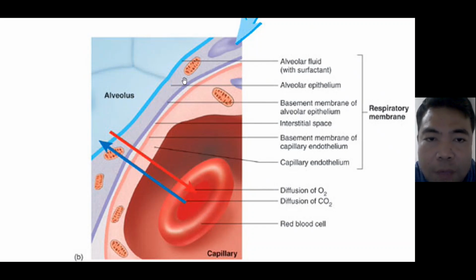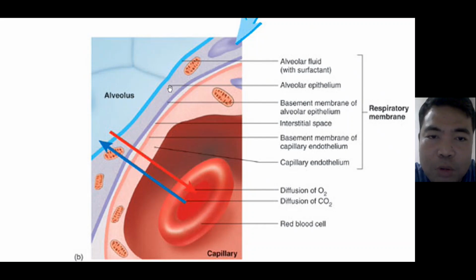Ito na yun, the alveolar epithelium, the simple squamous epithelium. And we very well know that if there is a layer of epithelial cells, at the bottom of it will always be a basement membrane. That is why next to the alveolar epithelium, it is attached to the basement membrane, the basement membrane of the alveolar epithelium. Okay? So those are the layers of the respiratory membrane on the side of the alveolus.